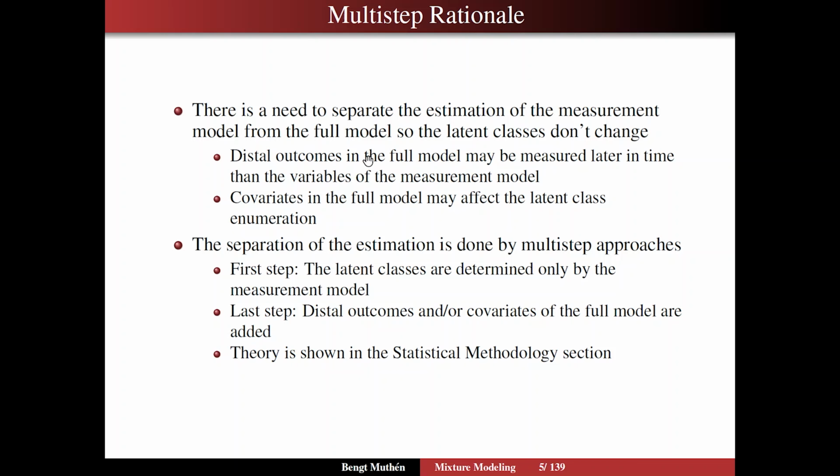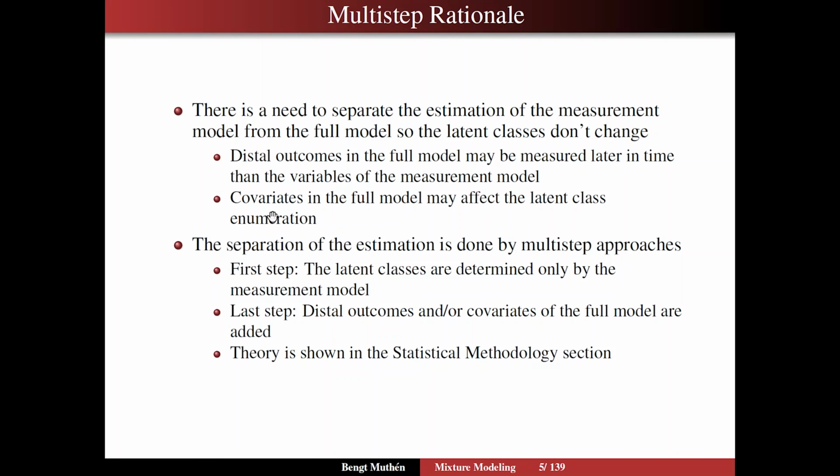For instance, if the full model outcome, the distal outcome, is measured at a later time point than the variables of the measurement model. Take, for instance, measures of aggressive disruptive behavior in the classroom in elementary school, and the distal outcome that is juvenile delinquency later on in life, and where you want to predict from the measures that you have in elementary school, you don't yet have the distal outcome Y, and you want to see how well you can predict from the early time point to a later time point.